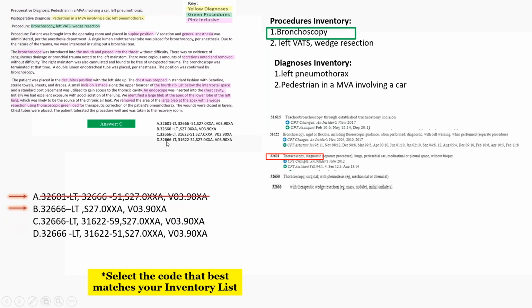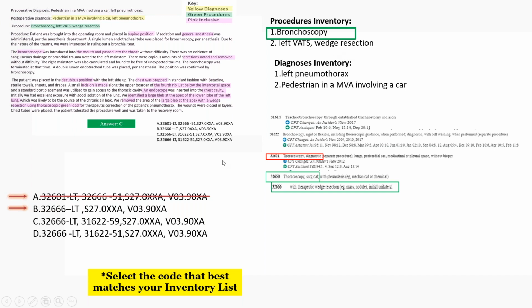We'll come back to the second code in option B, 32666, which is coding for a thoracoscopy surgical with a therapeutic wedge resection initial unilateral. That's one of the procedures which we perform. As I said, it's a VATS with a wedge resection. Are you clear, coders, so far? Yes.